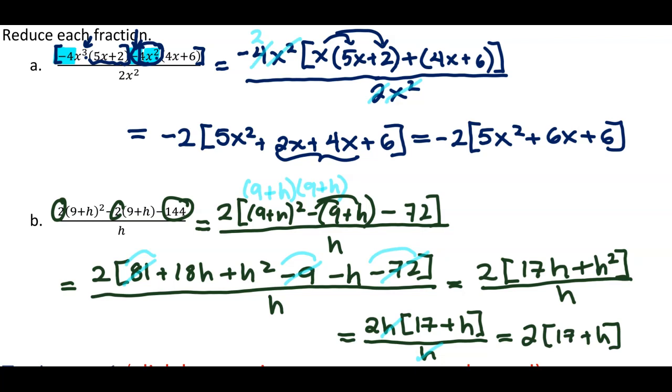And again, if you'd like to distribute the 2 through, go for it. I'm not going to mind either way. So that is fully simplified for the purposes of what we're doing here. The fraction won't always cancel out fully. You might have a denominator left over. That doesn't mean you've done anything wrong. Just do your best to reduce these fractions.